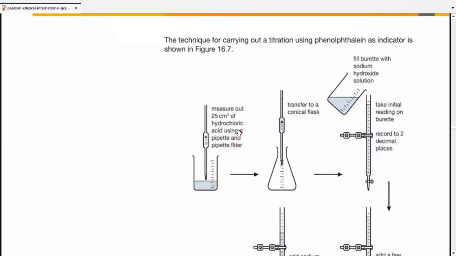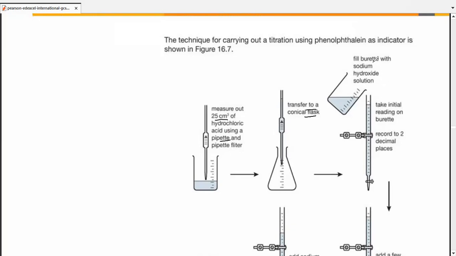Our first step is to measure out a specific amount of an acid using the pipette and the pipette filler. The pipette and pipette filler, let me explain, are the most accurate pieces of equipment. So measuring out an accurate 25 cubic centimeters, and not even a drop more or less, can easily be done with the help of a pipette. We then take this pipette and transfer all of the acid to a conical flask.